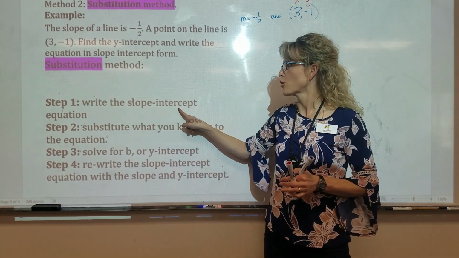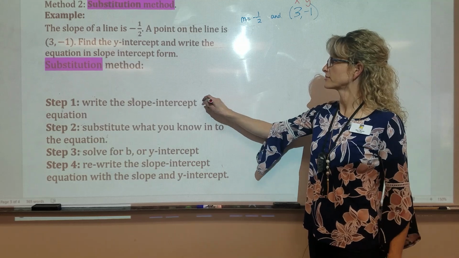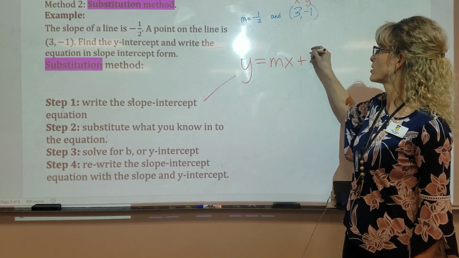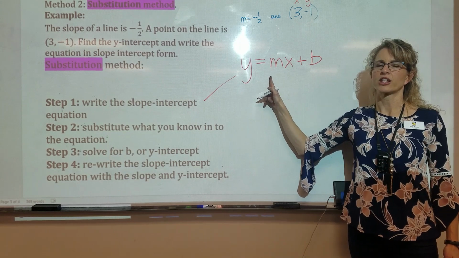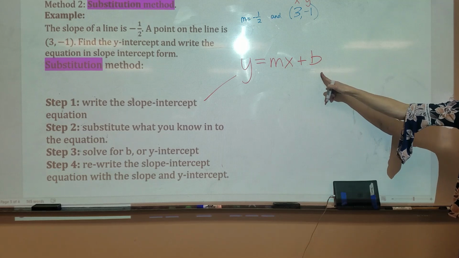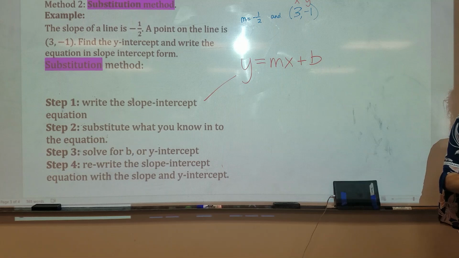Step 1, write the slope-intercept equation. What's step 1? Write the slope-intercept equation, which is y equals mx plus b. Very good. I'm going to let you guys catch up with your step and write this. As soon as you're done writing, look up at me and I'll know you're ready. Okay, Aubrey's ready. Colin's ready. Ethan's ready. Lisa's ready. Lauren's ready.